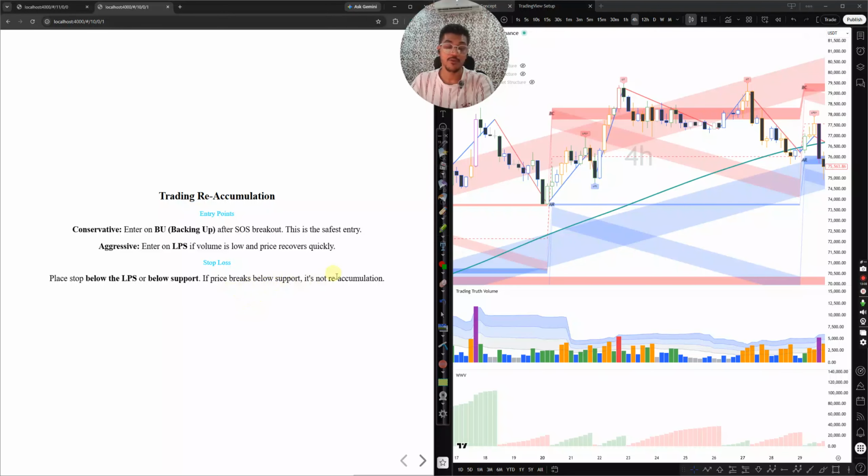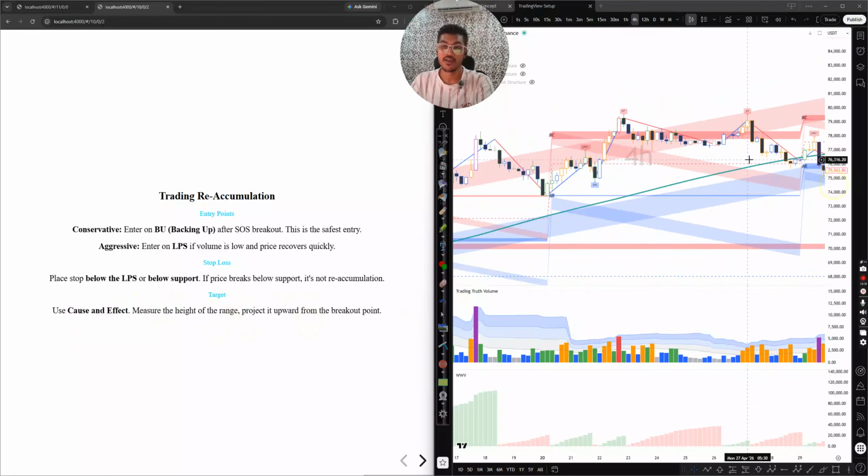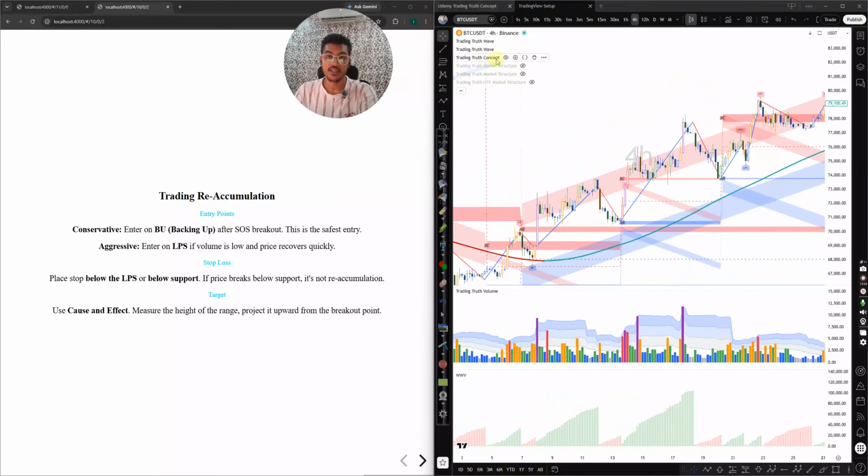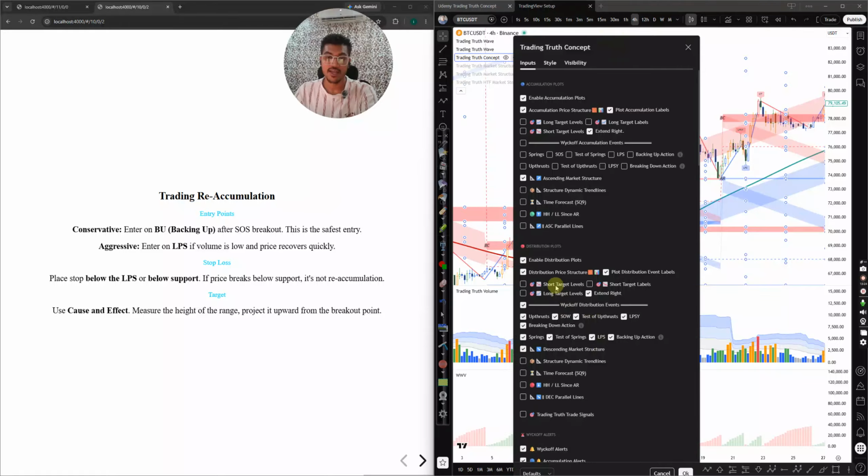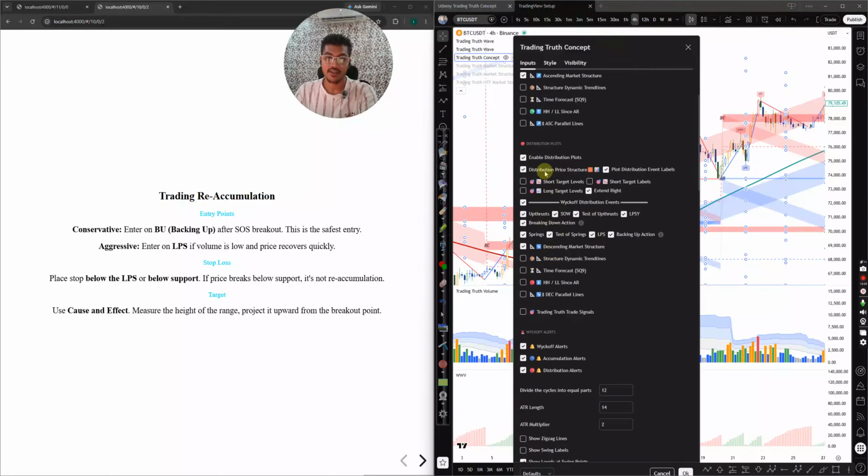If price breaks below support, it's not reaccumulation. All right, so for the target, use cause and effect: measure the height of the range and project it upward from the breakout point. This is what I want to show you guys. If you go here, you can actually set that target. In distribution, you might be wondering, there's only a short target, but there's also a long target. That's why, when the long targets get hit, it was a reaccumulation for that period of time.